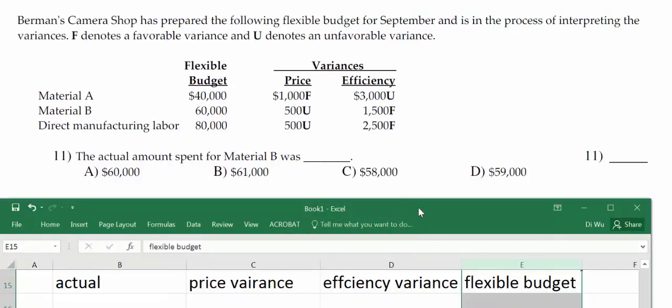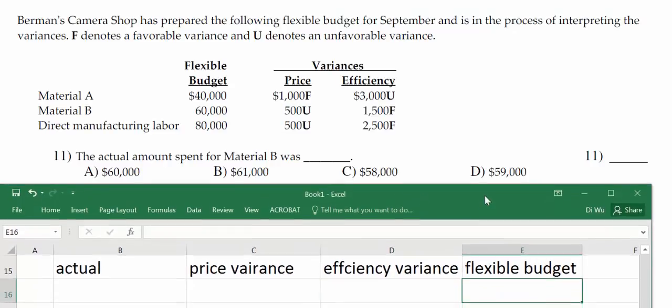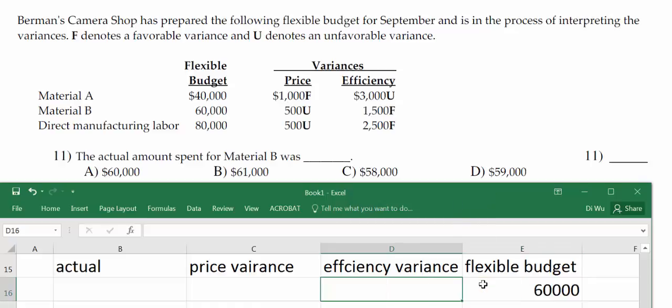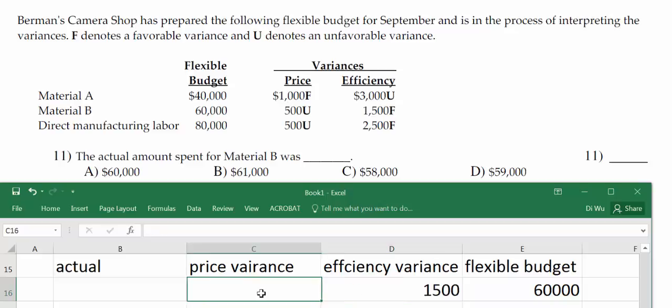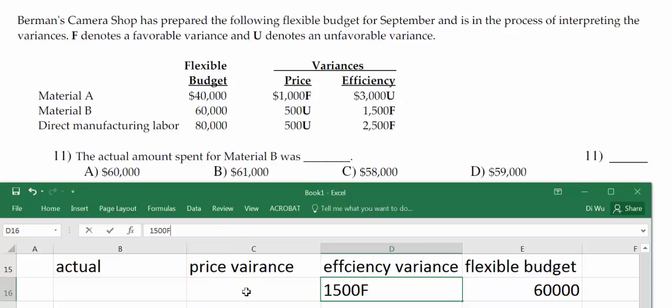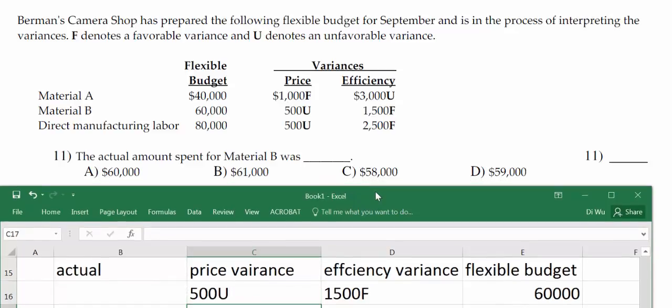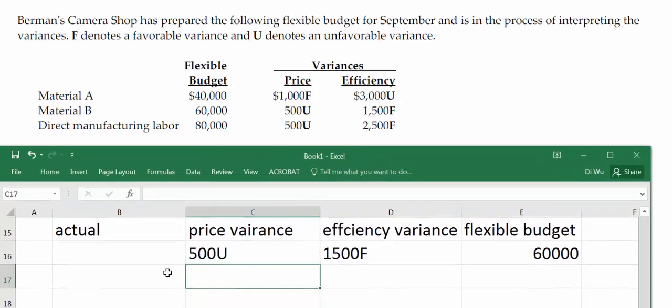All right, so let's start with the flexible budget, and I think we're looking at 60,000. Then we have an efficiency variance, which is actually favorable, 1,500, and we have a 500 unfavorable price variance. So that's about the question here. Let's go ahead and do the calculations.